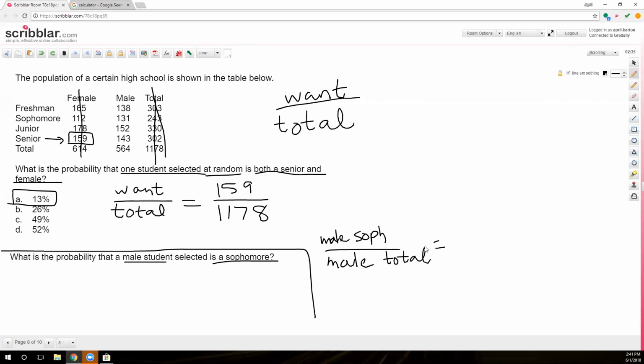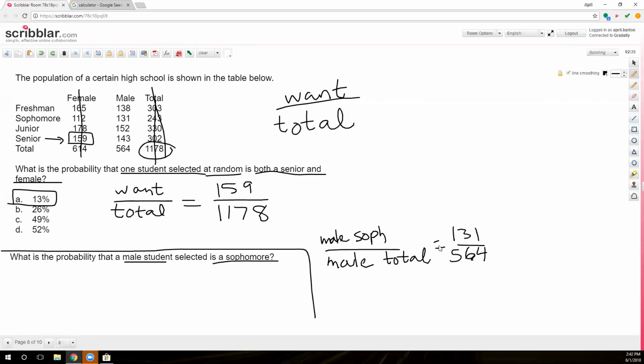Good. 131 is the male sophomores and 564 is the total number of males. So just because they give us a total of everything doesn't mean that's always the total we want. With a big one like this, they're going to ask you as a decimal or fraction for the most part, as a decimal or a percent. Reducing this fraction would be kind of difficult.